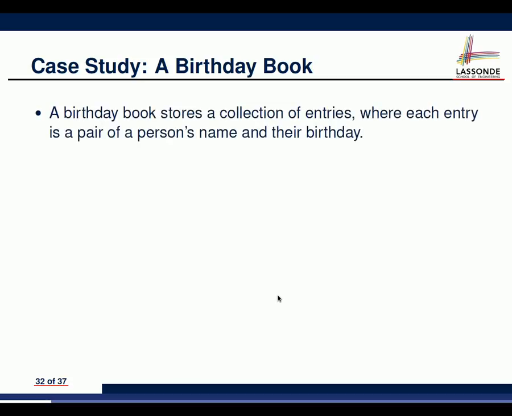Let's see what a birthday book is. A birthday book simply stores a collection of entries. Each entry is simply just a pair: the person's name, just a string, and also their birthday. So it's not really generic, just a name and also a birthday.